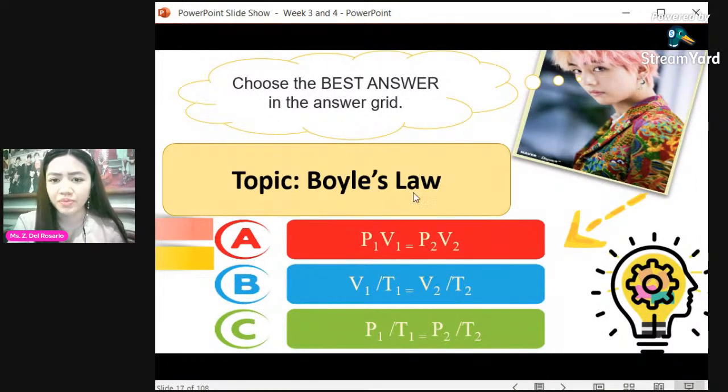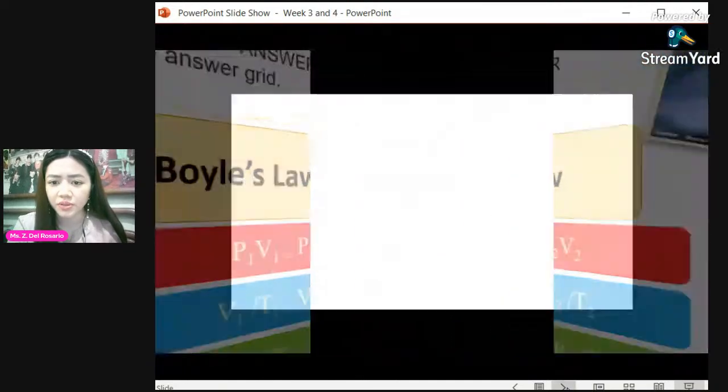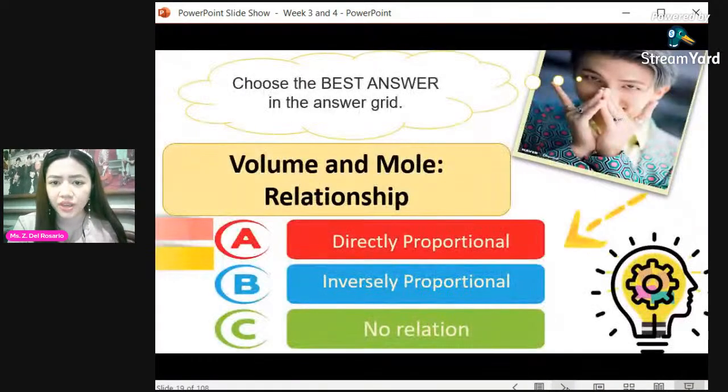Regarding Boyle's law, we are tasked to find out the formula for Boyle's law. Is that A, P sub 1 V sub 1 is equal to P sub 2 V sub 2, or B, V sub 1 over T sub 1 is equal to V sub 2 over T sub 2, or C, P sub 1 over T sub 1 is equal to P sub 2 over T sub 2? Any idea on what this would probably be for Boyle's law? The formula involved here is letter A: P sub 1 V sub 1 is equal to P sub 2 V sub 2. Moving on.